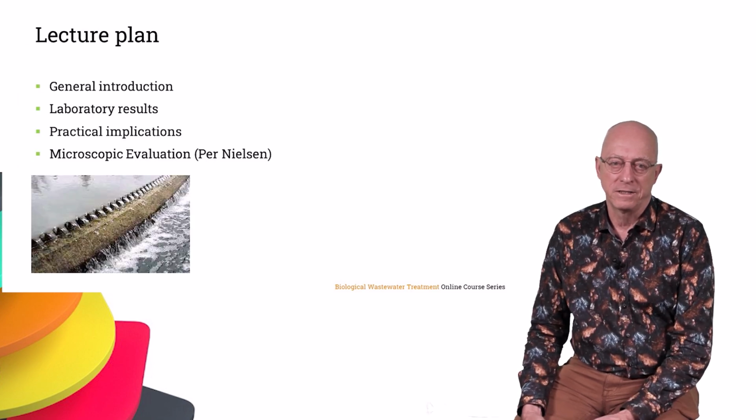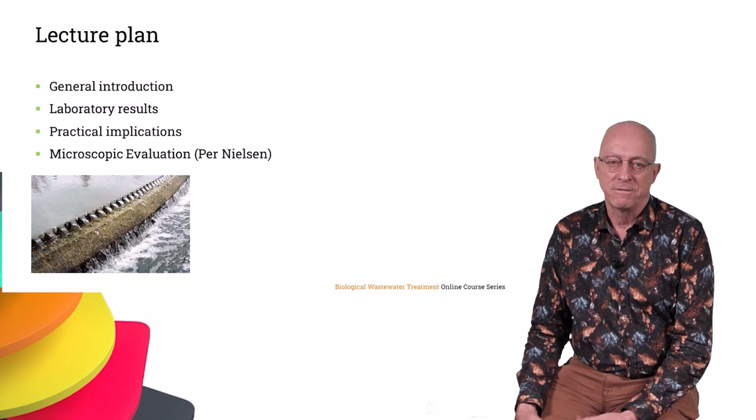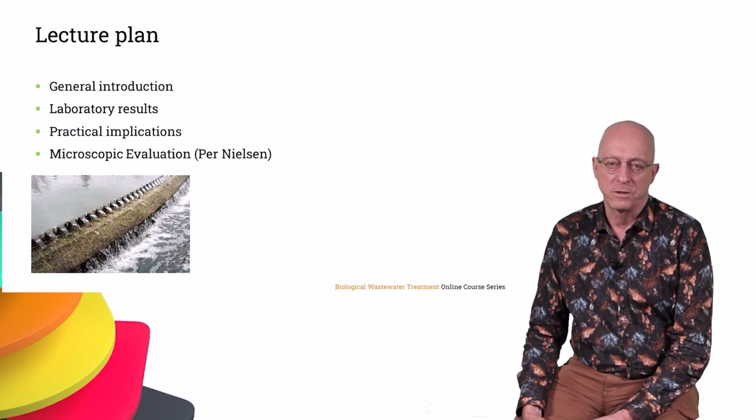The overall chapter is divided into 4 lectures. First, a general introduction, that is this lecture, then a lecture on some laboratory study on what causes filamentous organisms to grow, and then a lecture on practical implications, and finally a lecture on microscopic evaluation of activated sludge, which will be given by Per Nielsen.